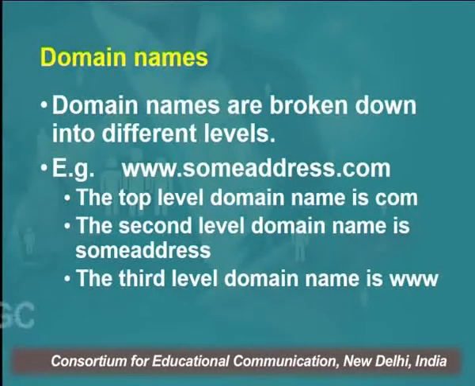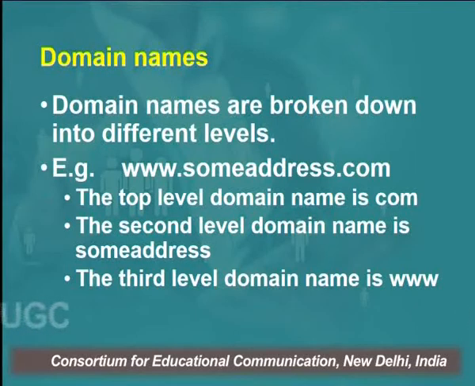Now what are domain names? Basically you can break the domain name into different levels. For example, let's take www.someaddress.com, right? This is a hypothetical domain name which we are taking. Here .com is the top level domain name, right? The second level domain name is someaddress, and the third level domain name is www, the World Wide Web.